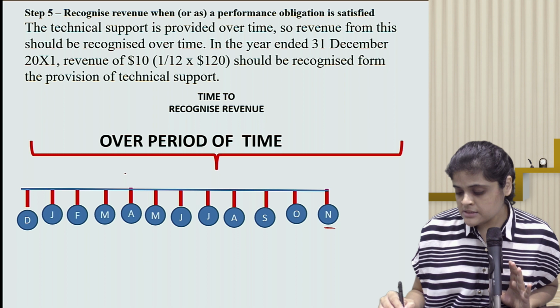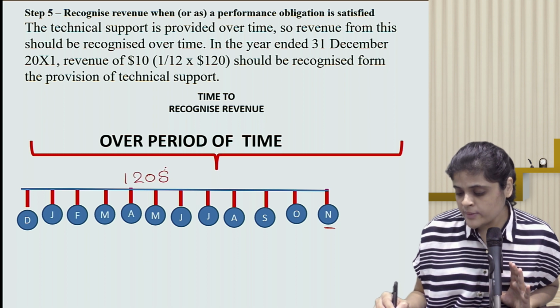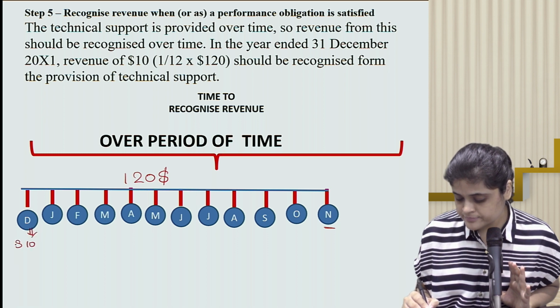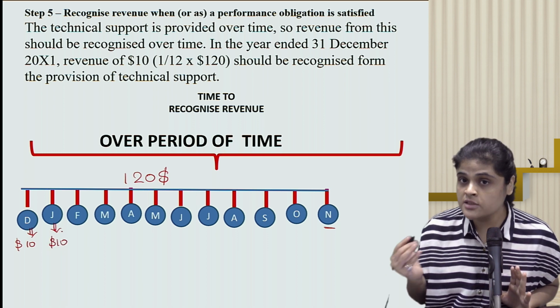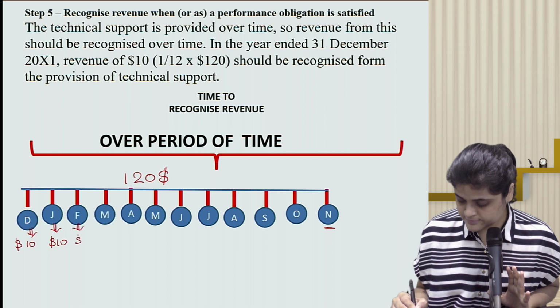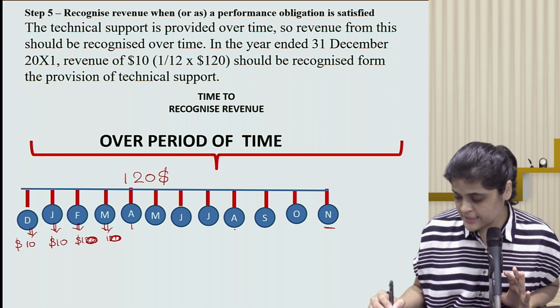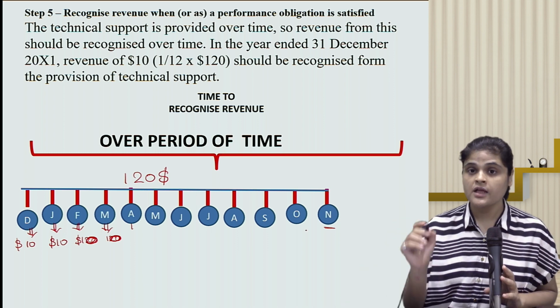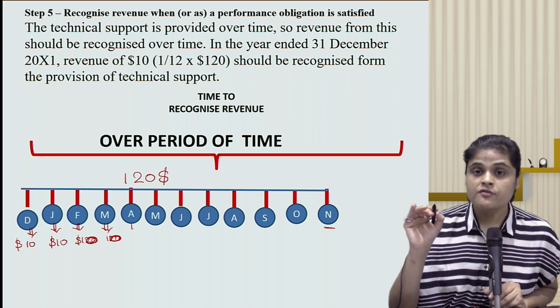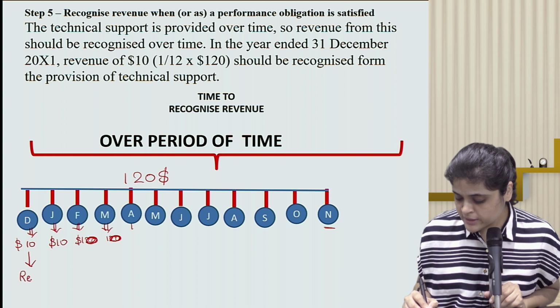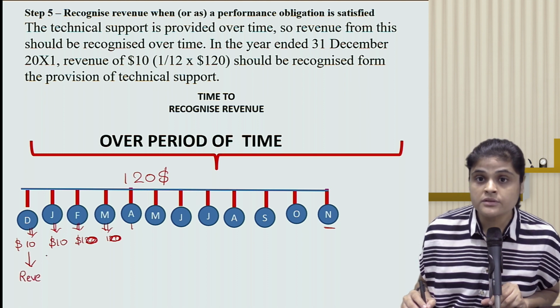For all the 12 months, the seller is going to charge $120. So can I say per month he is charging $10? For every month he is charging $10, right? That way for 12 months he is charging $120. For every month $10. When the seller will provide service for the month of December, he can record revenue only of $10 and not $120.